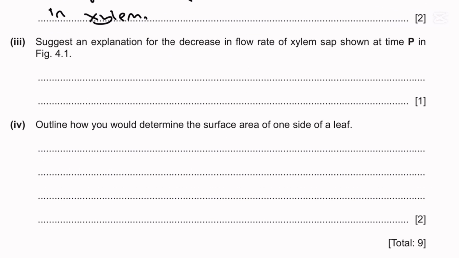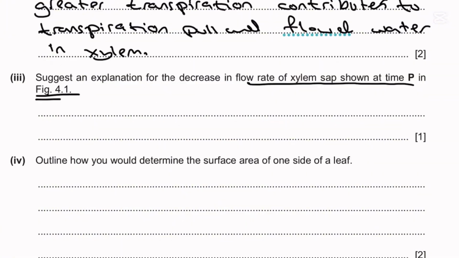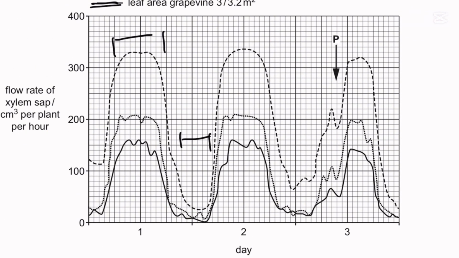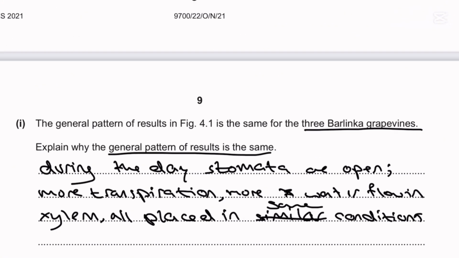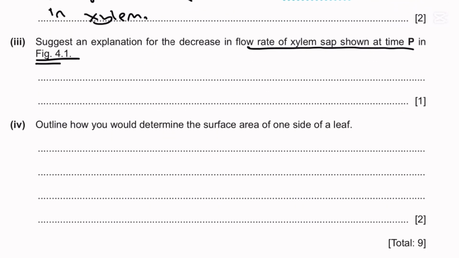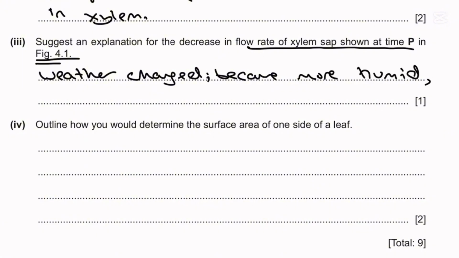Suggest an explanation for the decrease in flow rate of xylem sap shown at time P in figure 4.1. So all of a sudden there's a decrease for all of them on day 3. This could be anything that can affect transpiration. Maybe the weather changed, maybe it became more humid or rainy, or maybe the wind speed decreased. Anything that you can think of that changes the rate of transpiration, just write it down. But he just wants an explanation. Maybe the weather changed, became more humid or rainy, and that decreased the rate of transpiration.